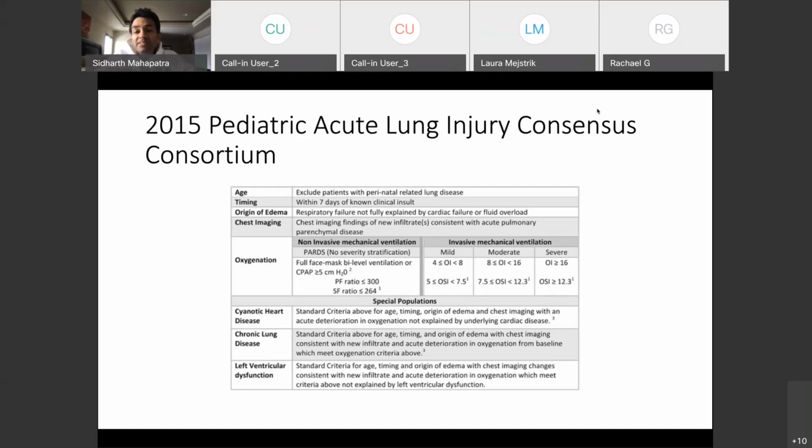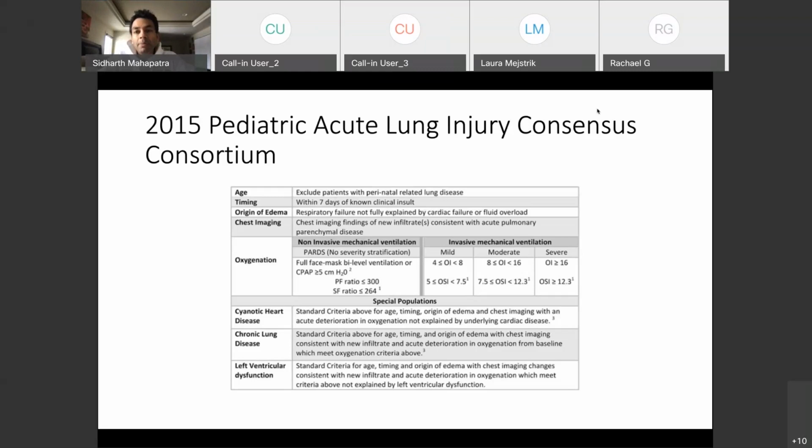And the important thing is that since we can use the saturation, we don't have to have an arterial line in patients. And so this definition then is much more inclusive of patients that have the underlying condition. Special populations include the cyanotic heart disease population, the chronic lung disease population, and any child with left ventricular dysfunction. Now, suffice it to say that right now, these special populations are inadequately addressed with the current definitions. In fact, in the PARDIE study, the cardiac arm had to be thrown out because of lack of enrollment. So we really can't talk about these special populations.